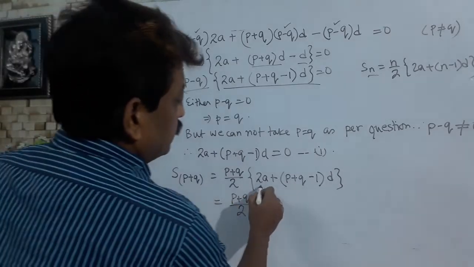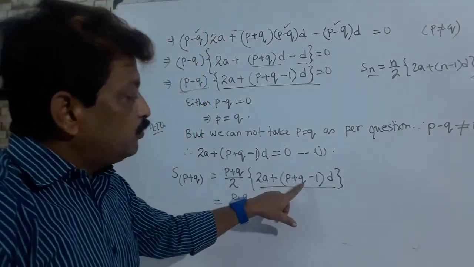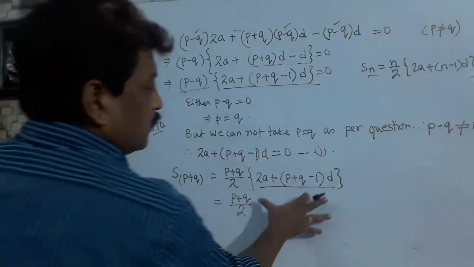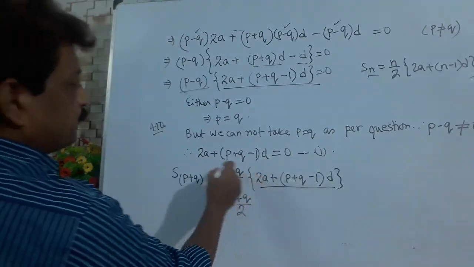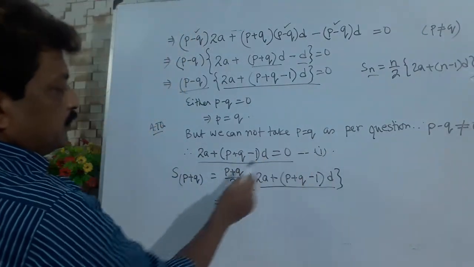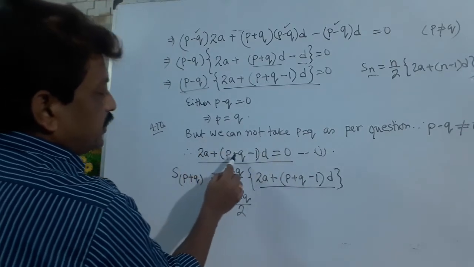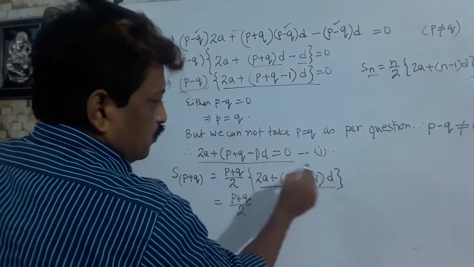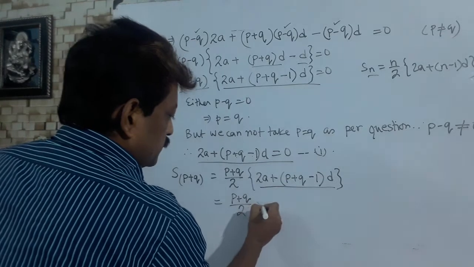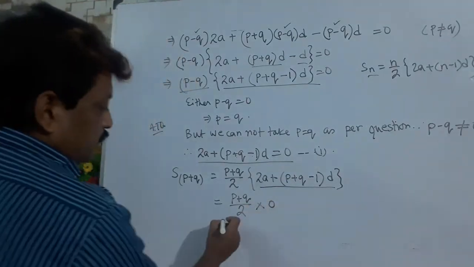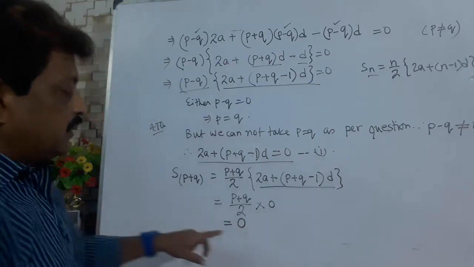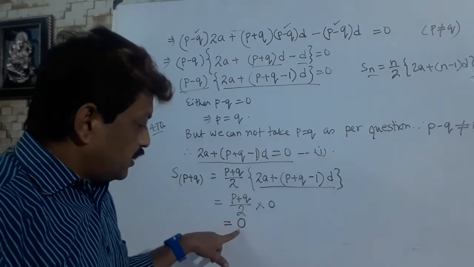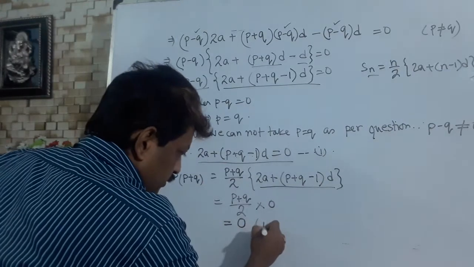Now see the whole thing, 2a plus p plus q minus 1 multiplied with d. What is the value of this one? The whole thing, see this equation number 1, the whole thing is equals to 0. That is 2a plus p plus q minus 1 multiplied with d is equals to 0. So in this place we can write 0. So it will be multiplied with 0. Therefore our answer is also 0. And that is what we have to prove. We have to prove that sum of p plus q terms is 0, and we have got it. Okay. So this is proved.